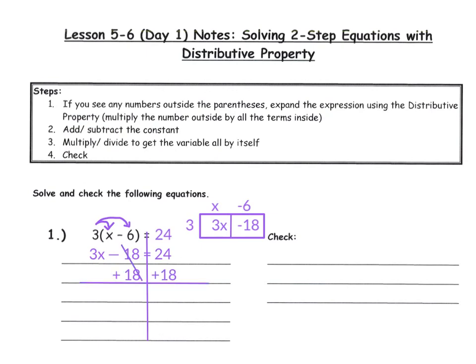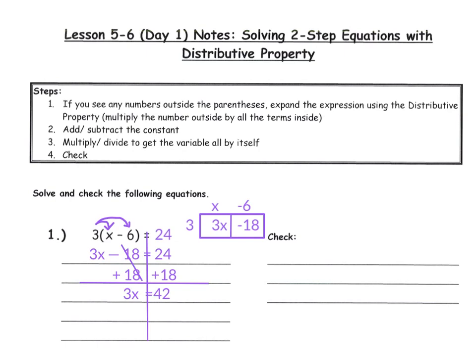So in this step where I add the 18, negative 18 plus 18 is 0. That's why we put a line there to say that that really is canceling because it's 0. Negative 18 plus 18 is 0. So on the left side, I'm left with the 3x, and then 24 plus 18 gives me 42.